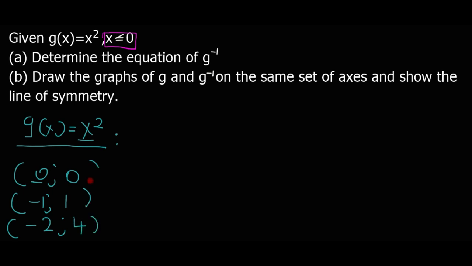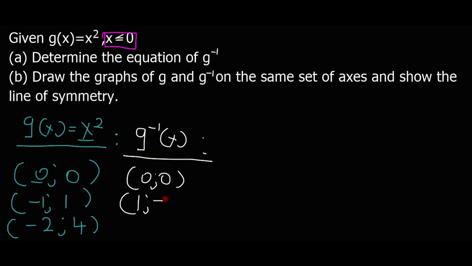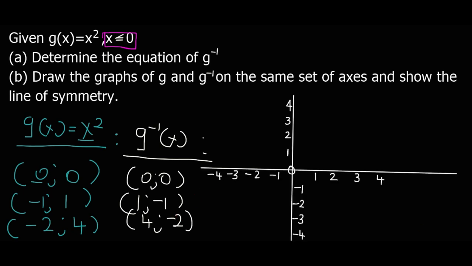Now let's look at the inverse. Remember that for the inverse it's all about interchanging the coordinates. So we get 0 and 0, then 1 and negative 1, and then 4 and negative 2. Now I'll draw these graphs: 0 and 0, then negative 1 and 1, negative 2 and 4. So our graph is over in this way.